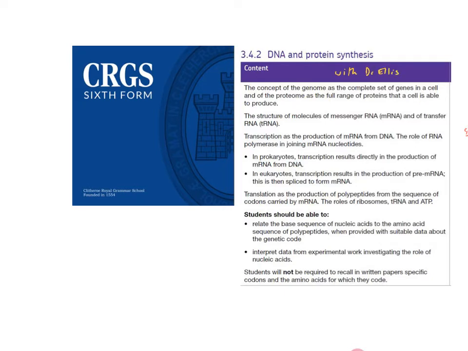Right, a good starting point for anything is the syllabus. So I'm going to address what's in the syllabus and no more. Well, kind of. It says the concept of the genome as a complete set of genes in a cell and of the proteome as a full range of proteins that a cell is able to produce. Those are just facts, so I'm not going to spend any more time on those whatsoever.